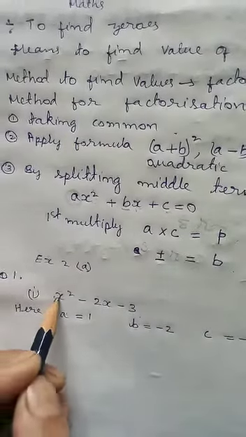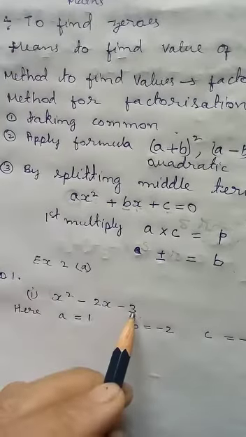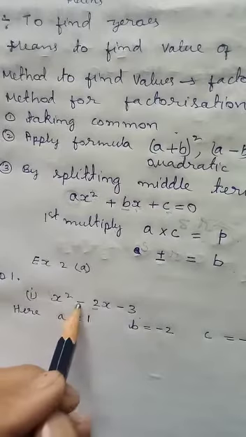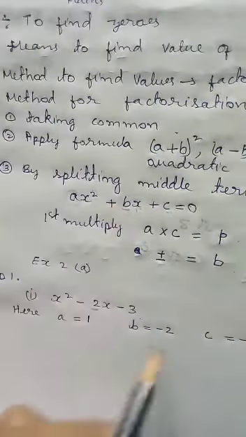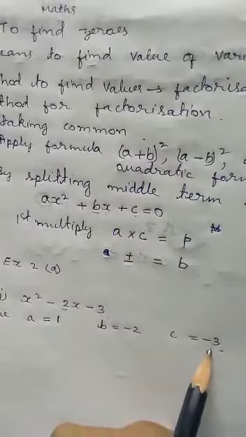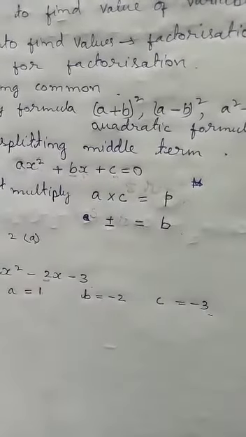So coefficient of x square, no number, so that means it will be 1. Coefficient of this one, it will be b. We have minus because there we have plus, so we take it along. Then we have the constant number, because there it's written plus, we take along with minus 3. So clearly now we can see we have to split the middle term.